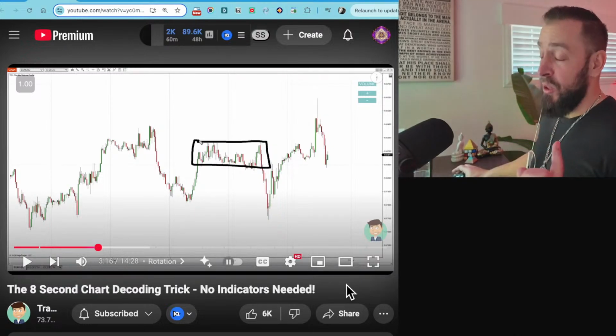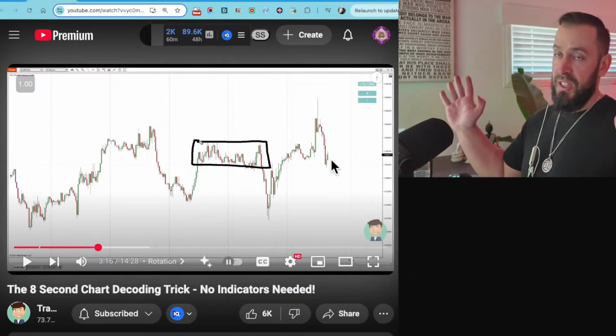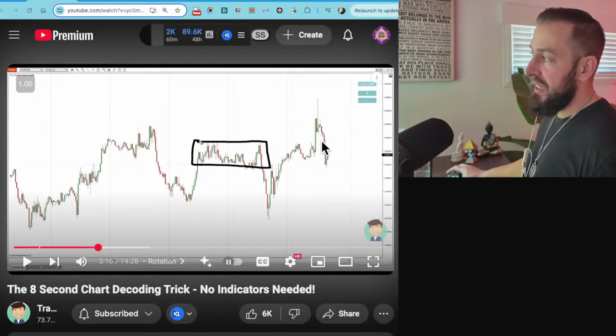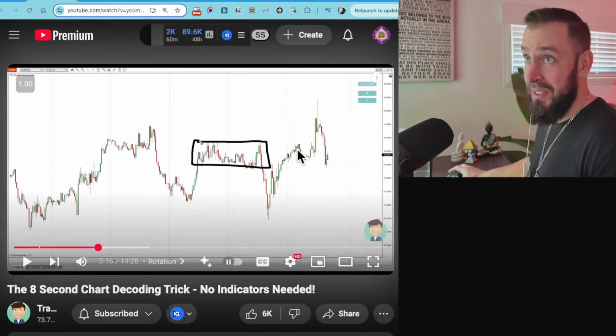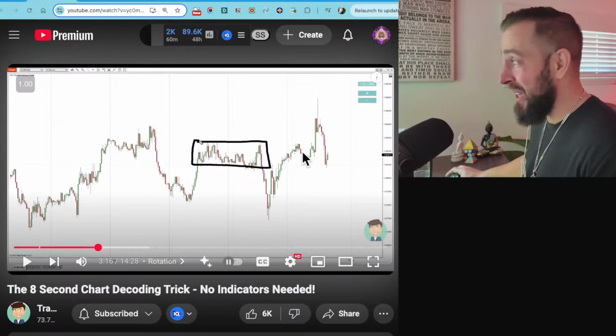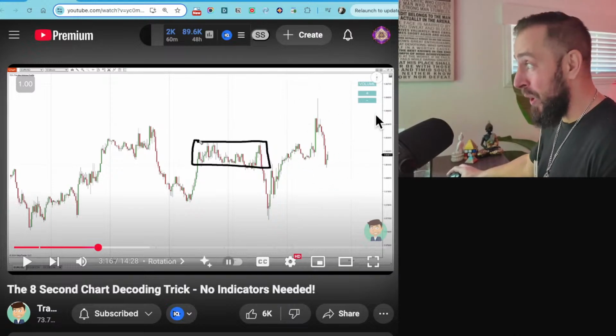So I also said that I was going to promise you how to actually turn these 3 patterns into just 2 patterns. And the way that you do that is by understanding that a rejection, what he calls a rejection, is actually just a rotation, okay? And if you think about that, yeah, a rejection is exactly a rotation. The buyers were in control here. They shot the price up, and then the sellers came back and took over control. So this is actually a rotation as well, or a range.